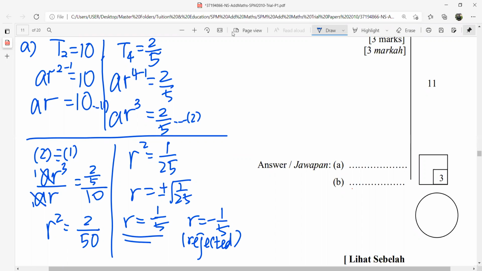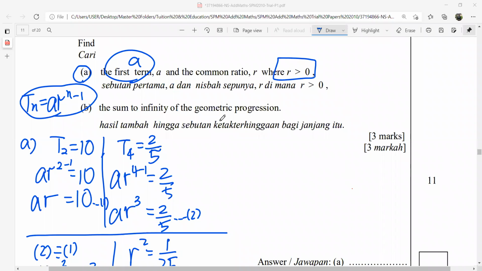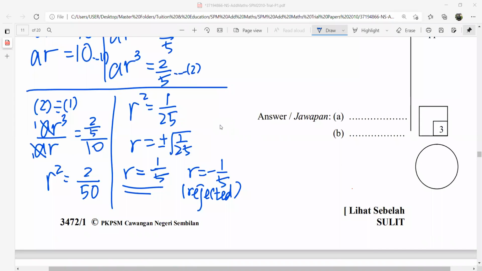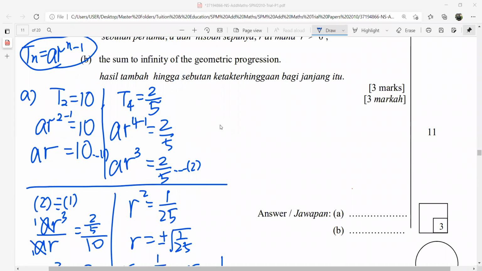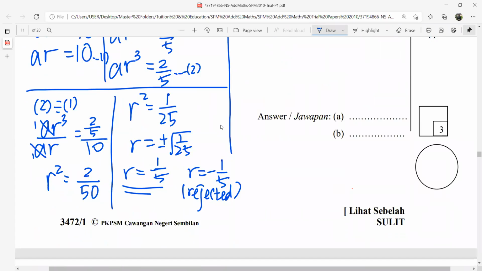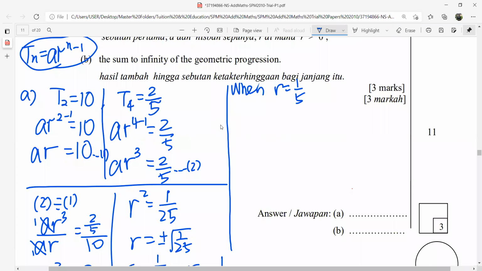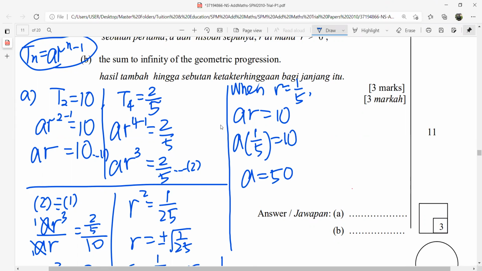Do you get it correct? Yes, 1/5. Hey, some of you have a different answer. The question asks you to find A, okay? But we haven't finished, so your job continues. I want to find A when R equals 1/5. For A, you use equation 1, which is easier to solve. Substitute R equals 1/5, so A times 1/5 equals 10. So A equals 50. You got it correct?